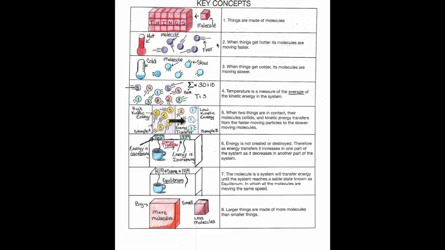So the next key concept, number 2, is when things get hotter, molecules are moving faster. So again, we have a thermometer, it shows high temperature, and then these little arrows on the molecules show them moving faster. As we go through the unit, we may go back and revise some of the definitions, but those pictures should remain fairly similar. We might just be adding a label to something.